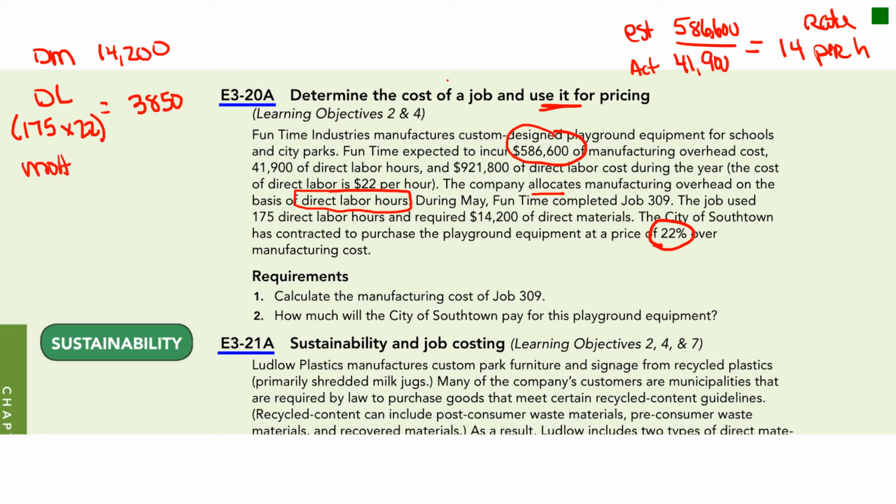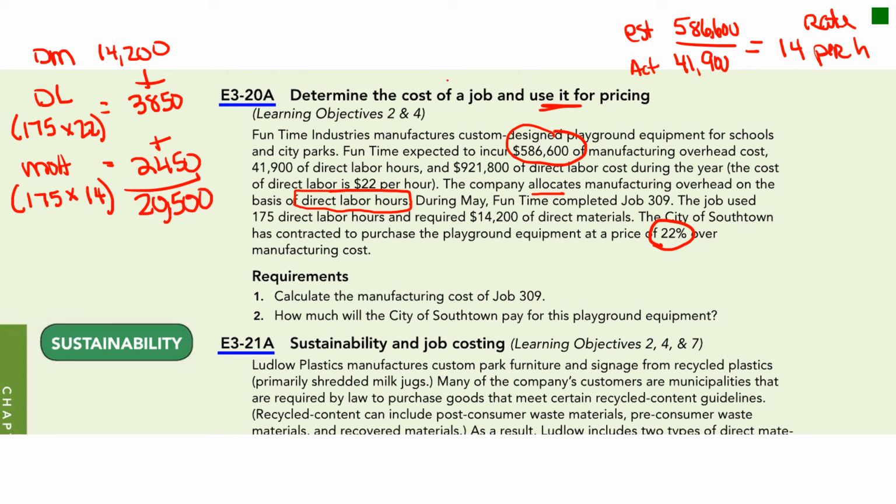And then finally, the manufacturing overhead. Again, it's 175 direct labor hours. This is where you multiply by the overhead rate, which we just said was 14. When you do that, you get 2,450. All you have to do now is add these 3 product costs. We get a total cost of the job of 20,500.